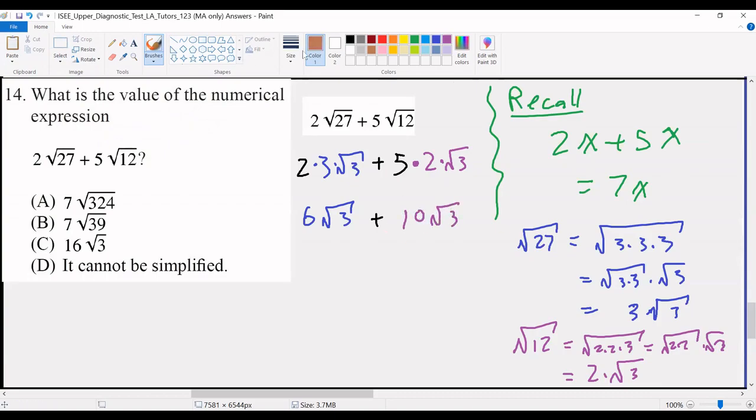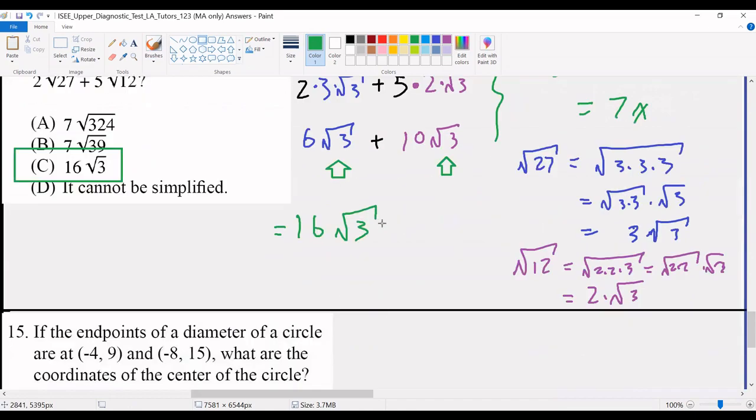And now that both our square root statements are exactly the same, they're treated like variables. So we can just add the coefficient values in front. We have 6 plus 10, which would give us 16. And we just add the square root of 3 afterwards. So our final answer would be 16 square root of 3, and it looks like it's C. And there you go. That's 14.